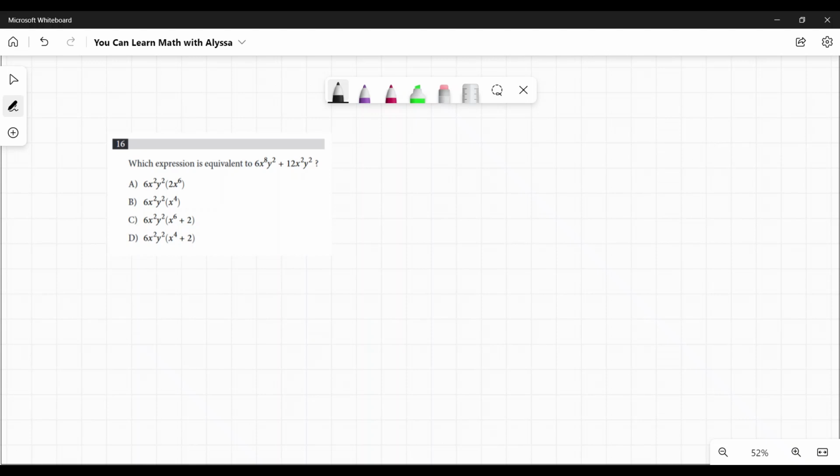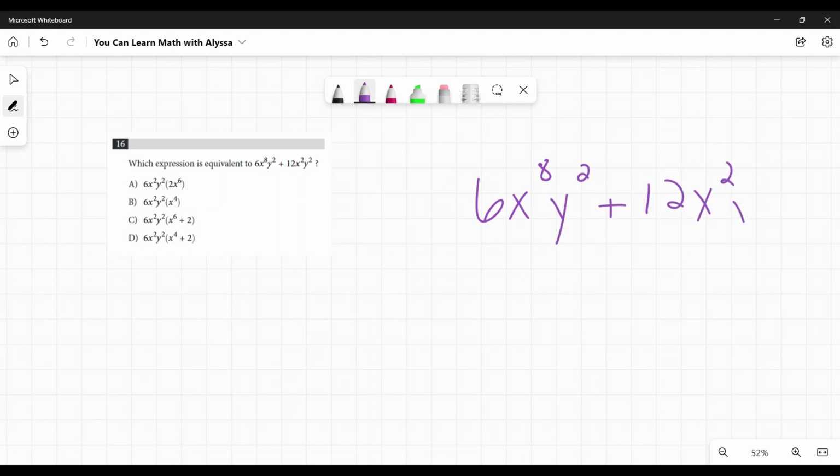They're wanting you to find the greatest common factor. So for this one, because we have variables and numbers, we need to take both into consideration. First, is there a greatest common factor with 6 and 12? Yes, it is 6. I bring out a 6, and it leaves behind a 1 and a 2, because 6 goes into 6 one time and into 12 two times.